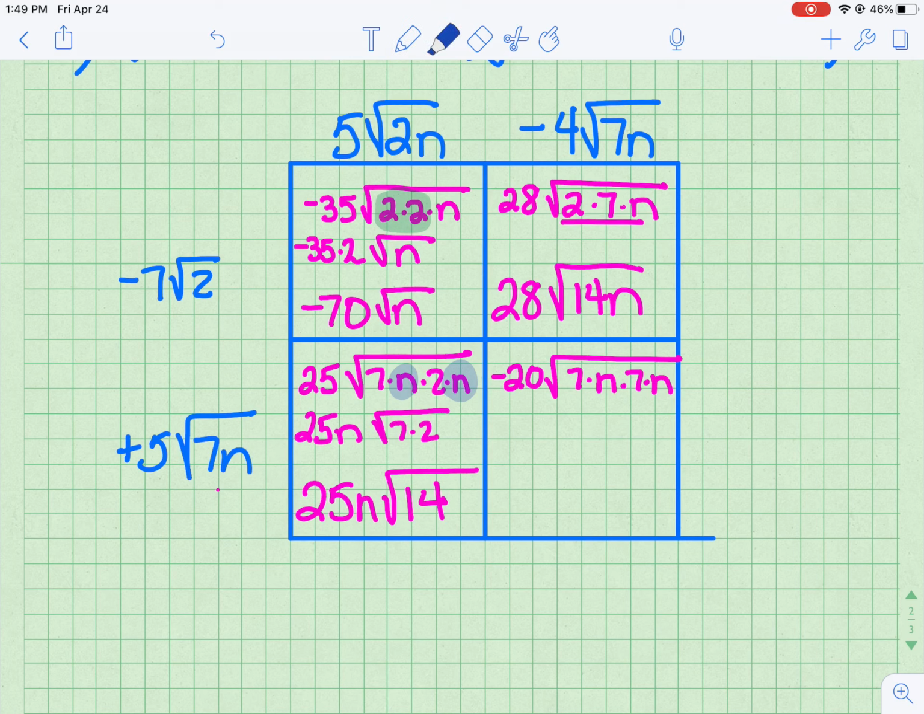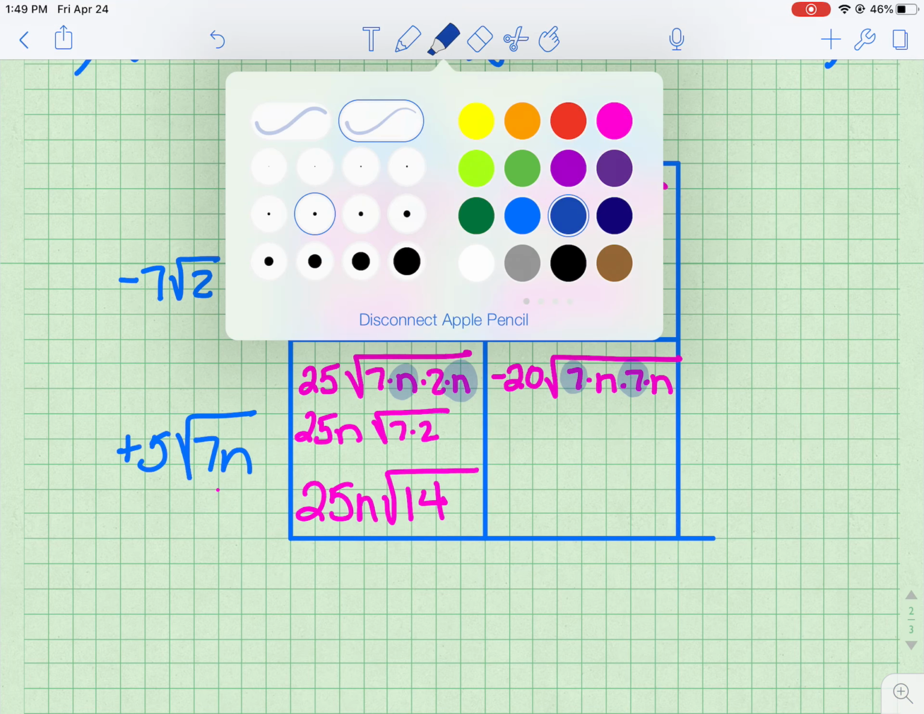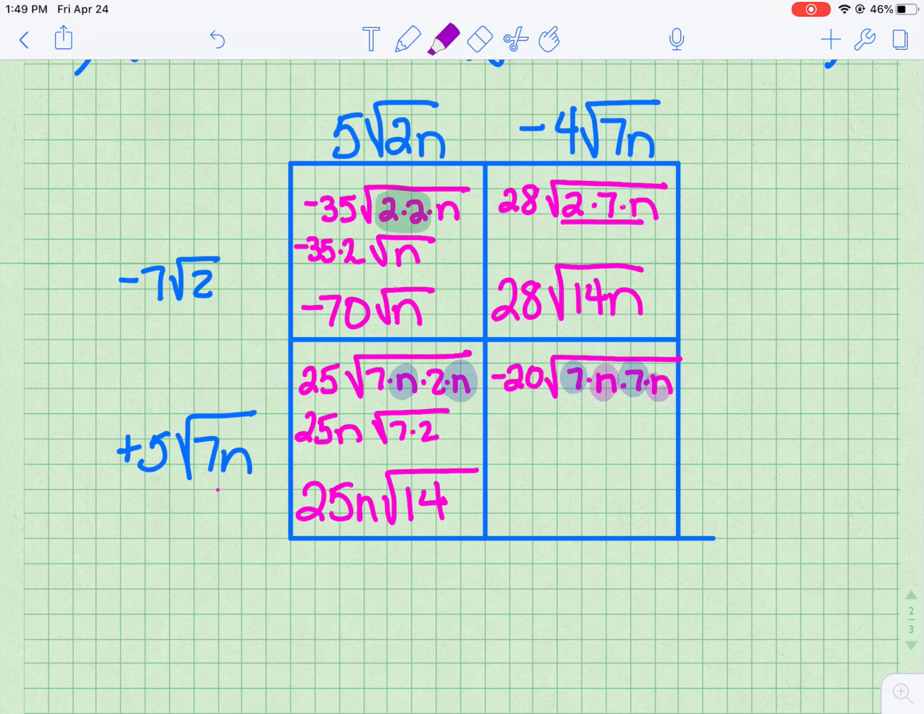And in that last box, we actually have 2 jailbreaks that can occur. We have the 7s, they can come out, and we have the n's that can come out. So negative 20. And what is left behind? Nothing. So what happens to the jail when nothing's left behind? It goes away. It collapses. Exactly. So we have a 7 and an n. It's like the prison just falls apart. There's nobody left. And so we're left here with 140n.